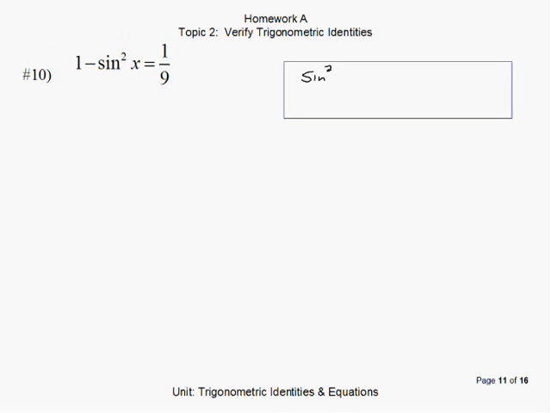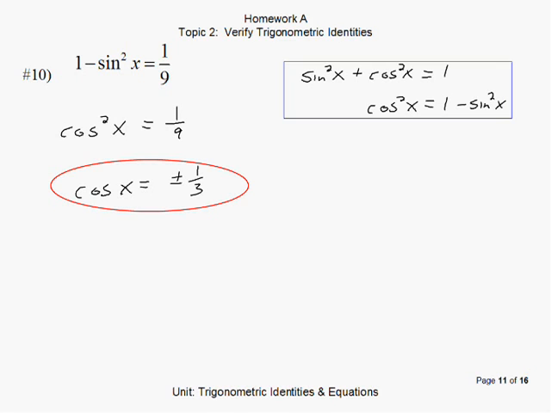This one here, as noted several times throughout this homework, 1 minus sine squared of x is cosine squared of x. Square root both sides, you get cosine of x is plus or minus a third. That's two different answers because of the plus or minus. You only need one answer. And if that doesn't match up with your answer, check the answer key for the other possible answers.